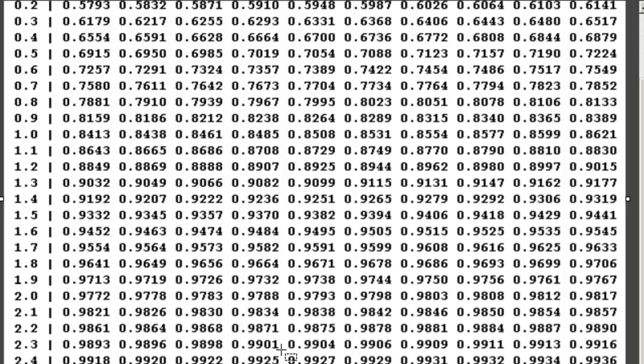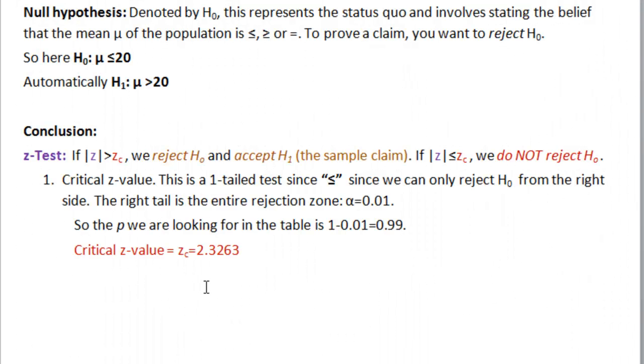So 2.33 from the table. Or using a program and getting a slightly more accurate result, 2.3263 is our critical z-value.